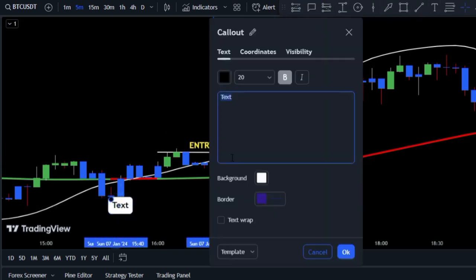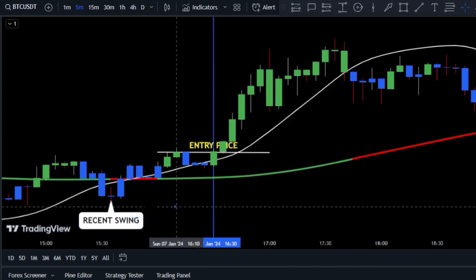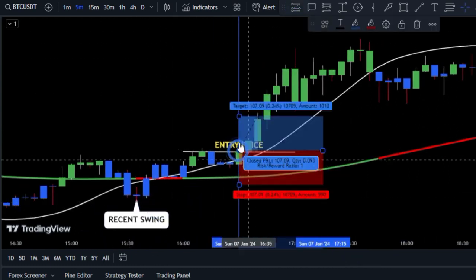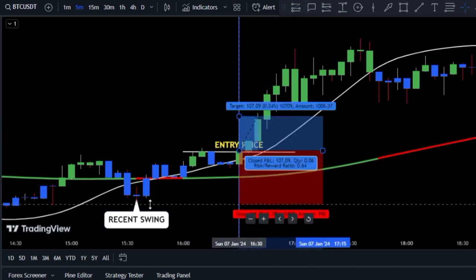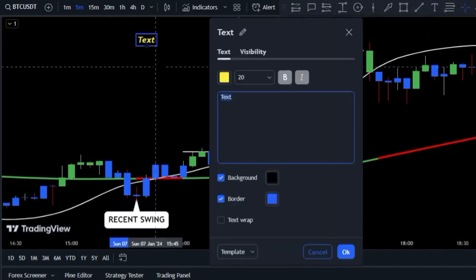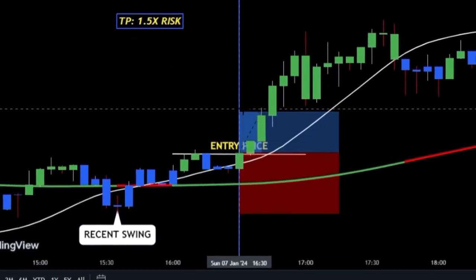But let's not forget about risk management. It's an essential part of trading. To manage the risk of this trade, we can place the stop loss below the recent swing low. Additionally, we can set the target profit at 1.5 times the amount of risk we're taking on this trade.